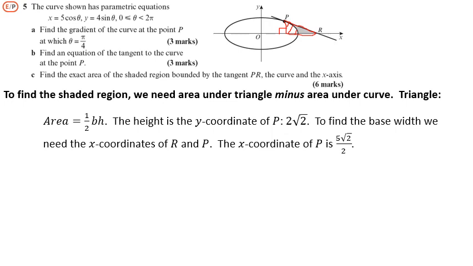For the x-coordinate of R, we need to think, what do we know about R? R is the point where the tangent touches the x-axis. And the x-axis is the line y equals 0. So we're going to set y equal to 0 in the tangent equation that we've already got.